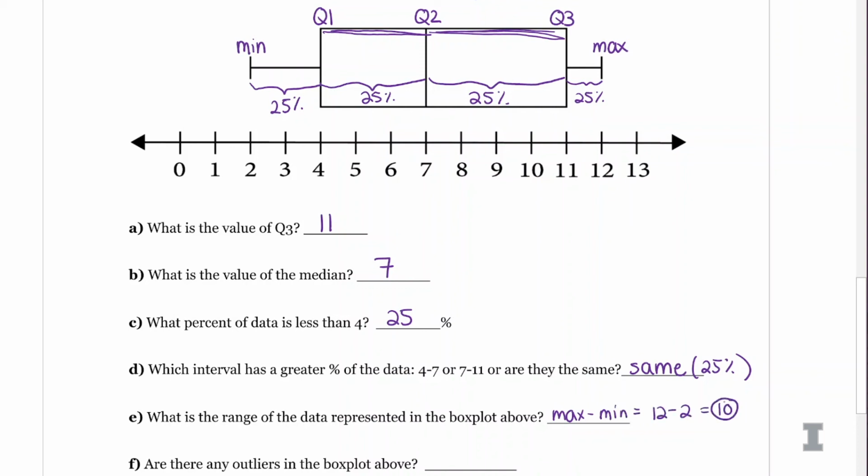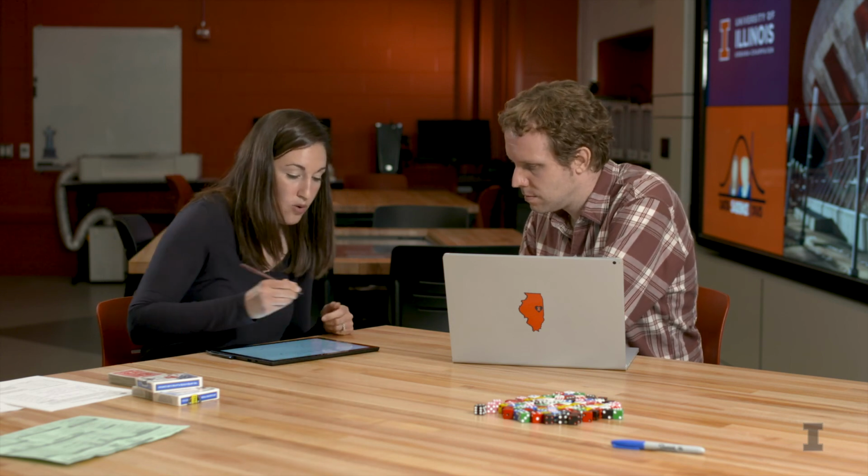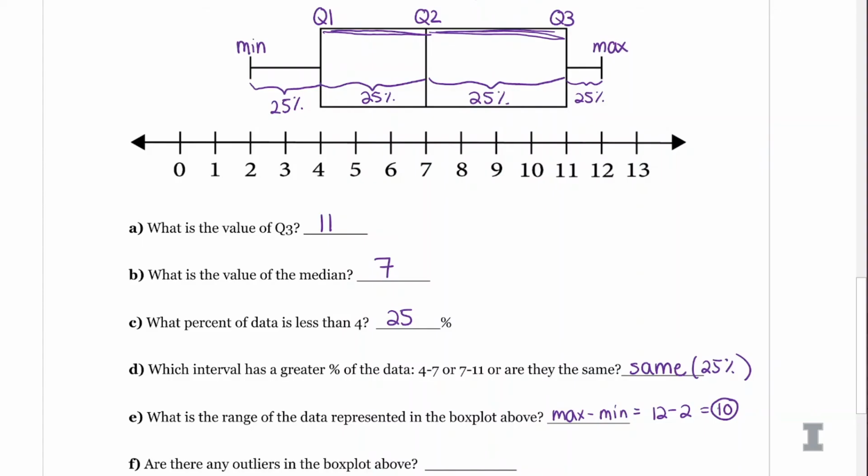And one thing I want to say about the range is if this data did have outliers, we would want to include those outliers as either the min or the max. Like say I had a low outlier here at 0, then my range would actually be 12 minus 0. Because even though 0 is an outlier, it still is technically the minimum value. It still is part of the data set. So the outliers are a part of the data set, so they are included in the calculation of the range.